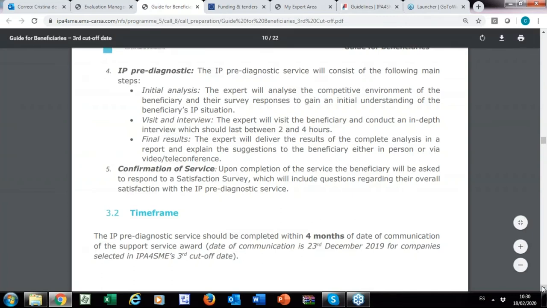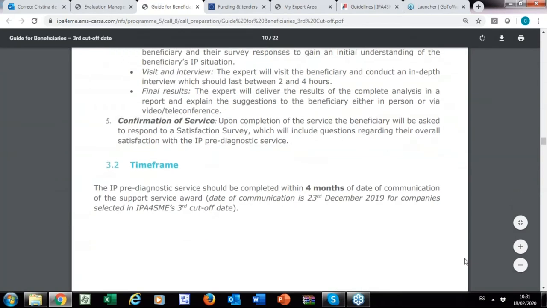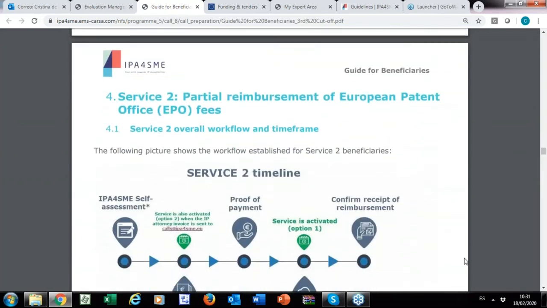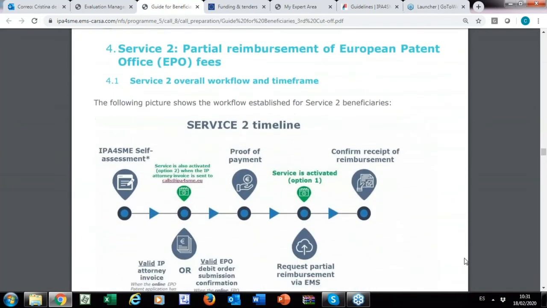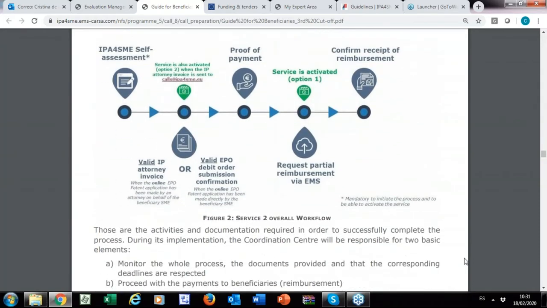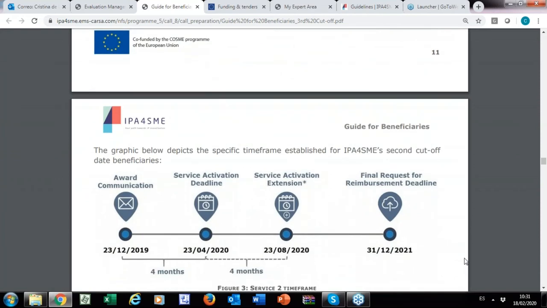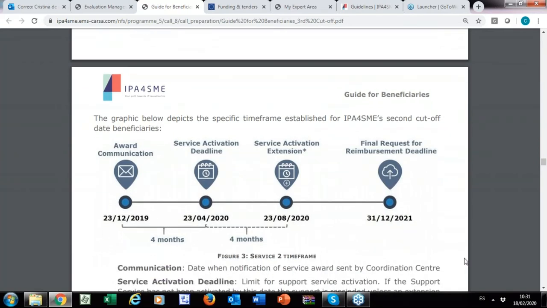Hello to everybody. I am Marco Rogadio from CARSA, and I'm here to explain service two, also called the IPA4SME. To receive the partial reimbursement of IPA4SME, the beneficiary has to follow a stepwise approach that consists of three main steps: the completion of the self-assessment, the activation of service two, and then at the end the reimbursement step. About the completion of the self-assessment, once the beneficiary receives the award communication mail, at the end of the mail appears a link that the beneficiary should follow to complete the self-assessment. For us, that is a mandatory step to activate service two.